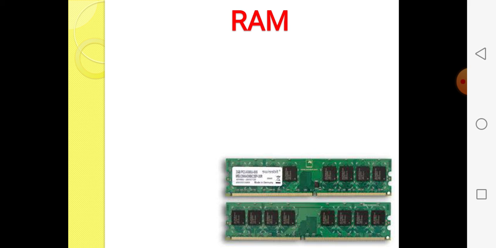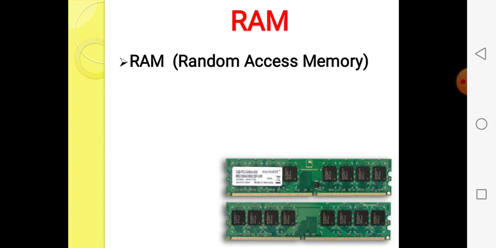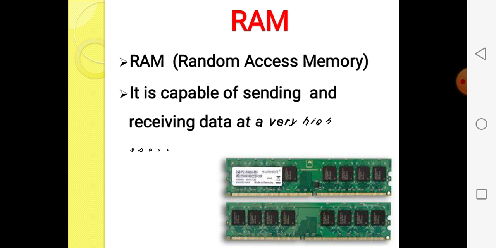Look here, I put a picture of RAM. The full form of RAM is random access memory. It is capable of sending and receiving data at very high speed. It is temporary in nature. For example, data stored in primary memory is lost when the computer is switched off.